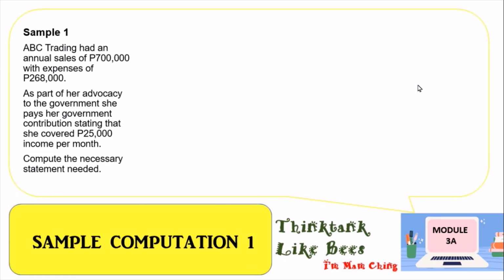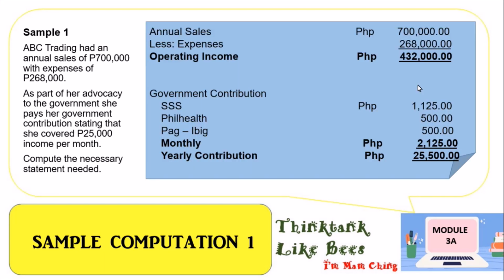Okay, so let's start with the sample for the sole proprietorship. Here's sample 1. ABC Trading had annual sales of 700,000 with expenses of 268,000 pesos. As part of her advocacy to the government, she paid her government contributions, stating that she covered 25,000 income per month. Compute the necessary statements needed.